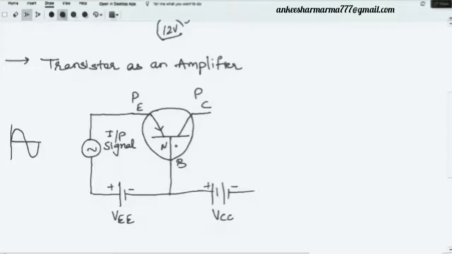Now, to get the output, I need a load. So I will connect a load over here. The load is simply a resistor, so this is my load resistor RL. It means if I take the output across these two terminals, or across this load, which I will name V0, it must be in the amplified form, which is my desired output. As I'm discussing here, the transistor as an amplifier. Is this diagram clear to you?